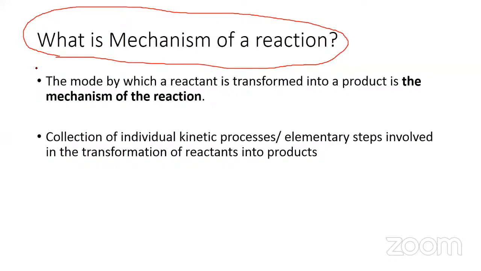And so in a chemical reaction in chemistry, we can say the mode, the way by which you transform. I told you chemistry deals with the transformation of reactant to product. The mode, in what way a reactant or reactants is transformed into a product, is the same thing as the mechanism. I can define it in another way: a collection of individual kinetic processes. What I mean by processes is like a product. When you bring out a product, it passes through so many stages. Each of those stages is a process.